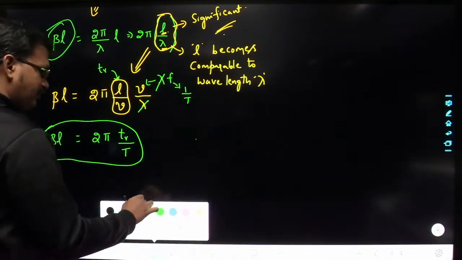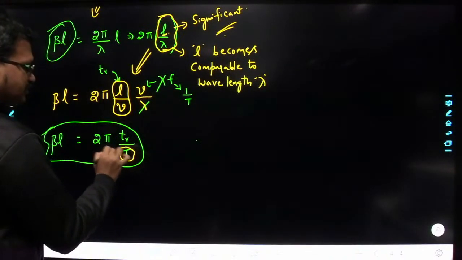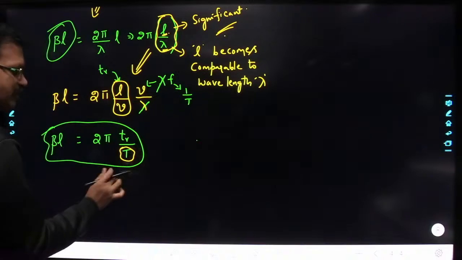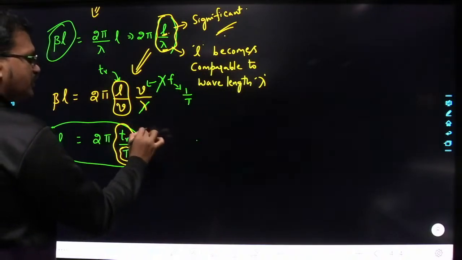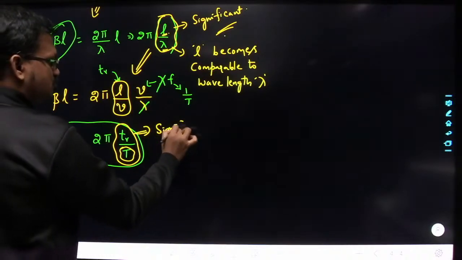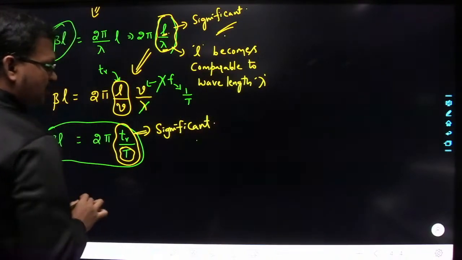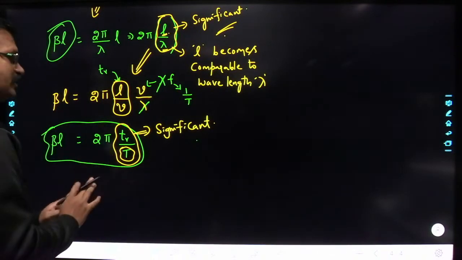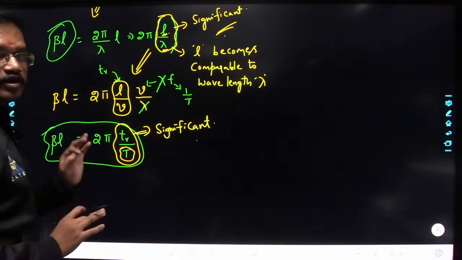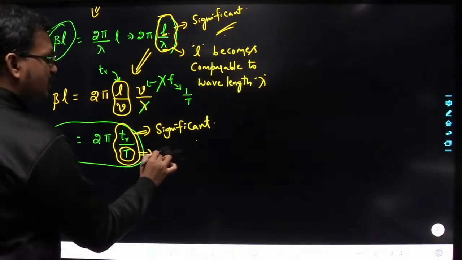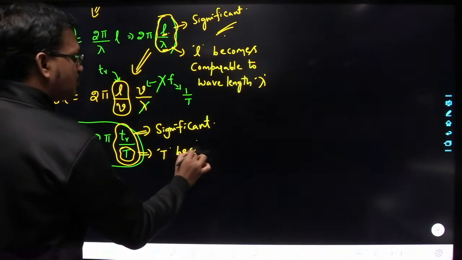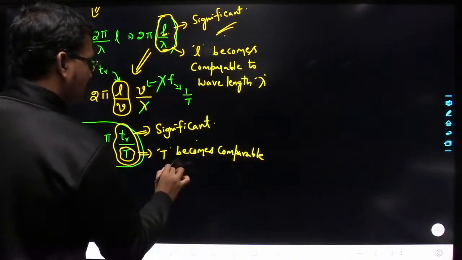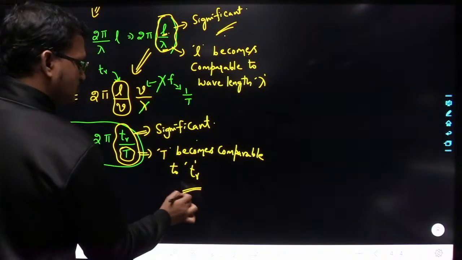Now here at high frequencies, the time period of the signal will be very small. So the denominator is very small, which means this ratio will become significant. I am not saying the TR by T ratio must be far greater than 1. What I am saying is that T is very low, such that the TR by T ratio will become significant. So that means T becomes comparable to TR. Understood?